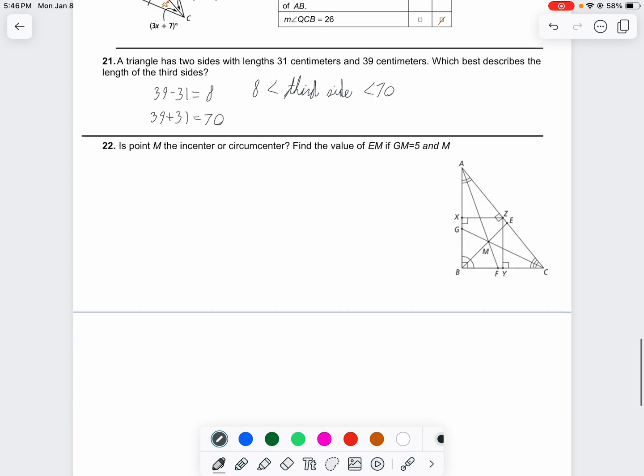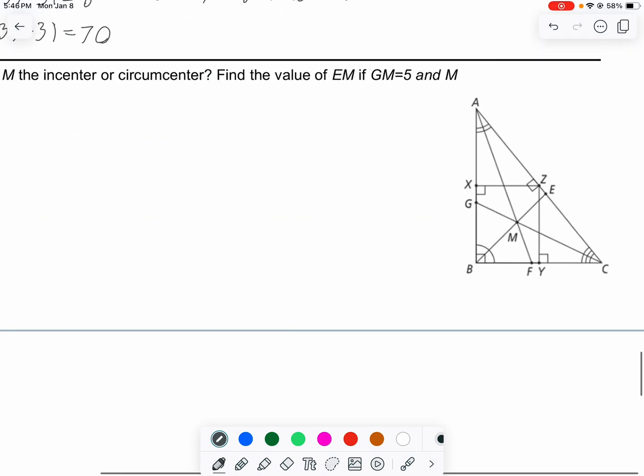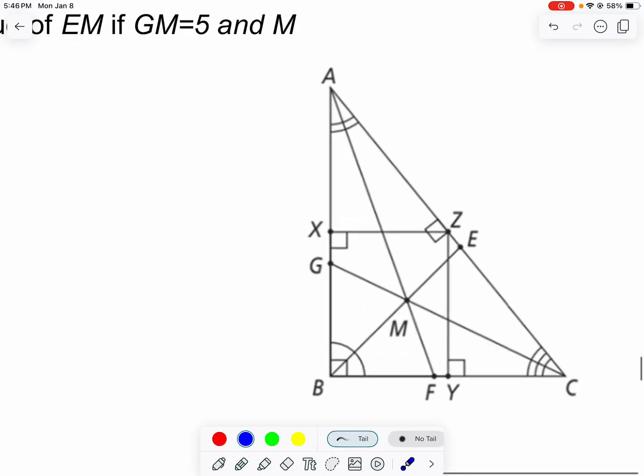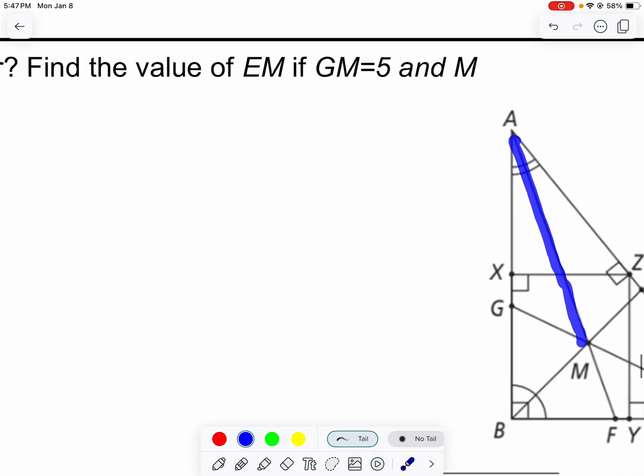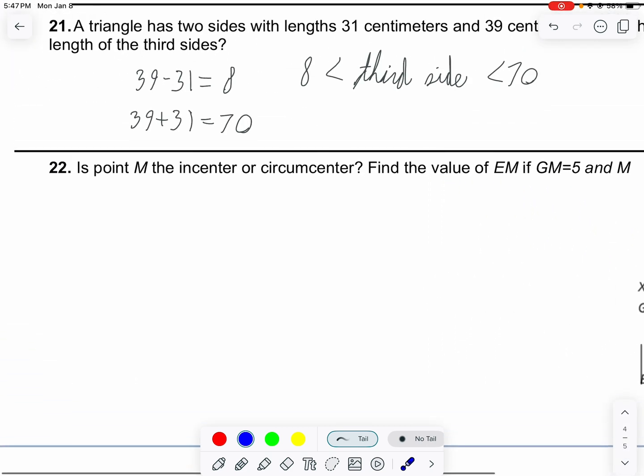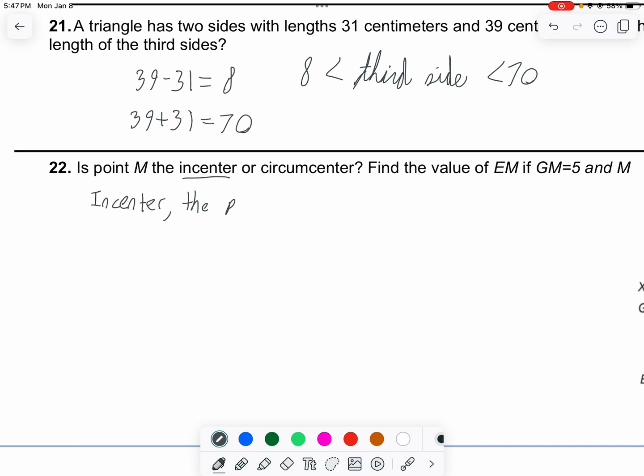All right, is point M the incenter or the circumcenter? Let's take a look. Point M, we've got an angle that's cut in half here, and an angle that's cut in half here. Looks like our angle bisectors are meeting. So, since the angle bisectors are meeting, this is going to be an incenter. The point where the angle bisectors intersect.